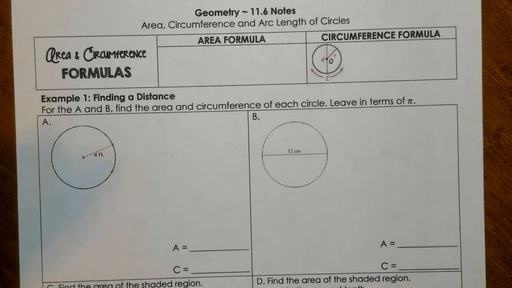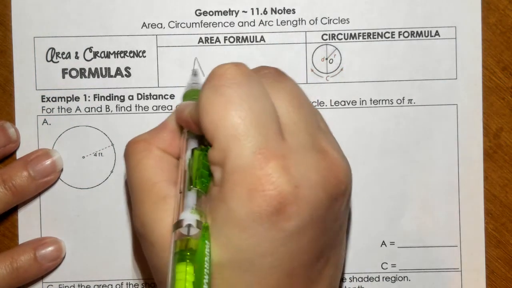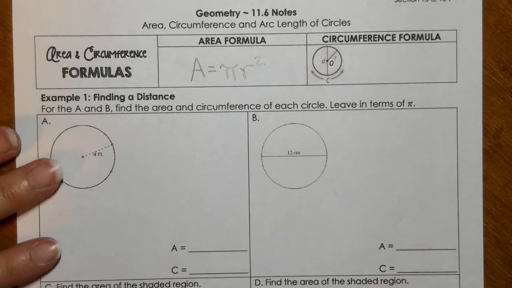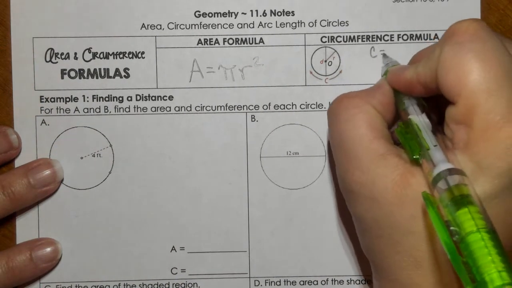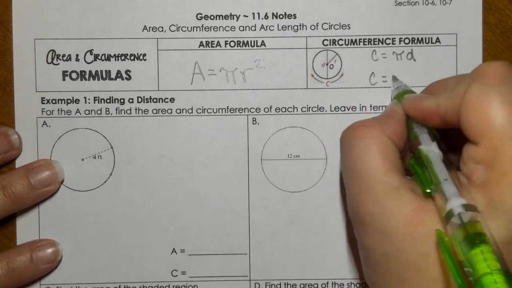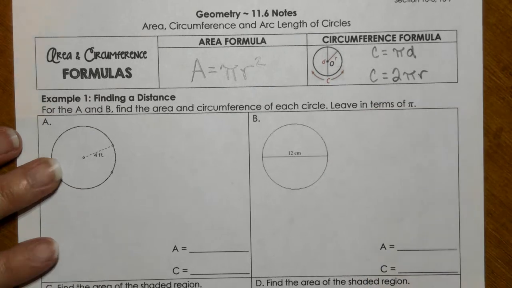For 11.6, we're doing area and circumference of arcs and arc lengths of circles. So area and circumference should be review. Arc length will be something a little bit new. So first, the area formula is pi r squared. Circumference, you can use pi times diameter, or you can use 2 pi r.